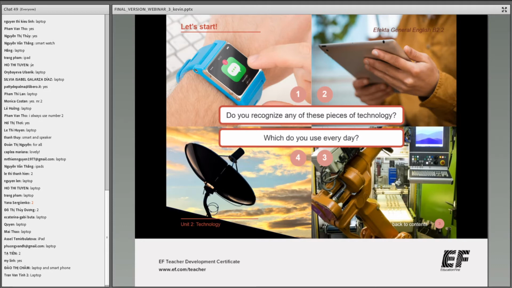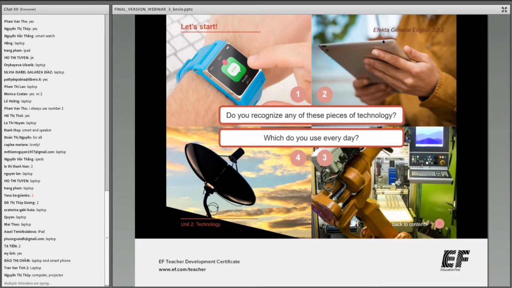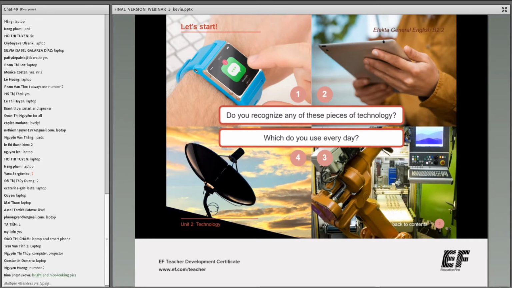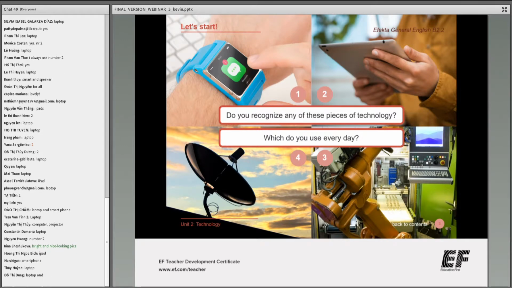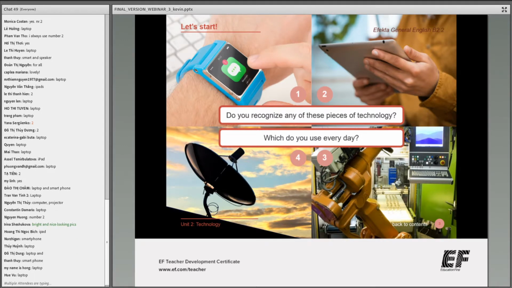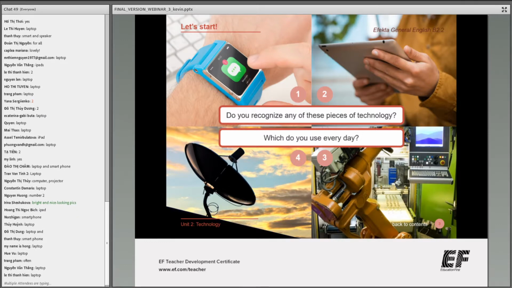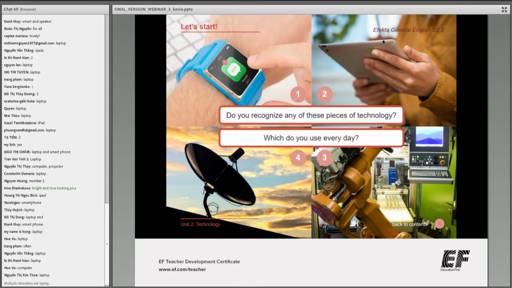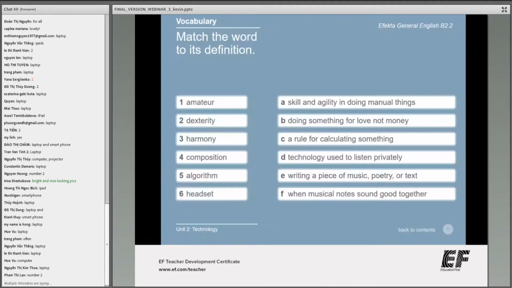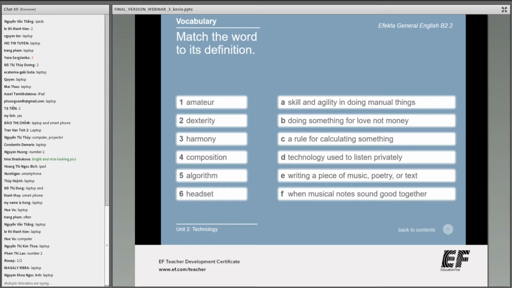The teacher gives the students some time to come up with a discussion. That discussion is then turned into a classroom discussion. So from a pair discussion, it turns into a group discussion, which then turns into a classroom discussion. Once that discussion is over, the teacher can just click and go to the next slide.